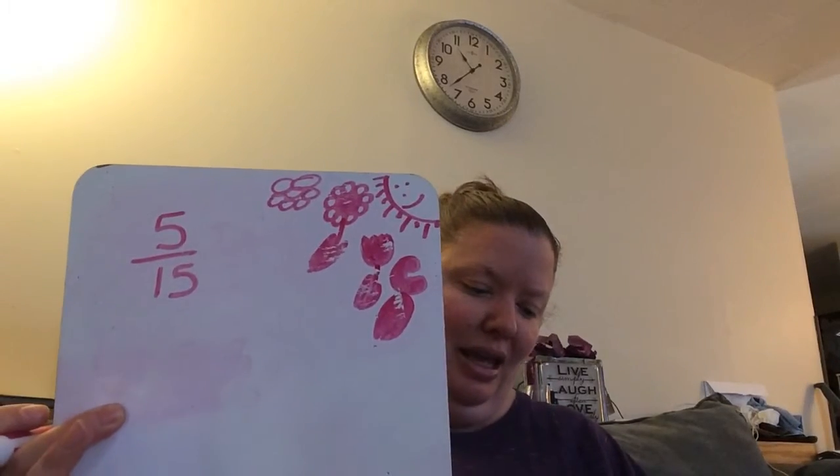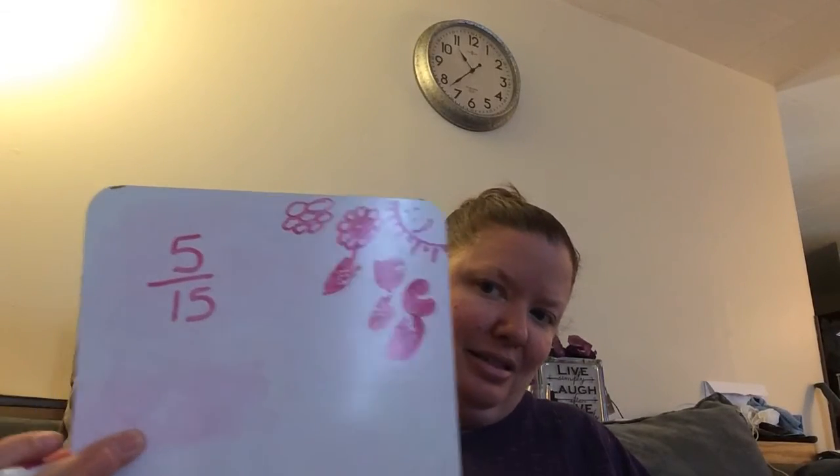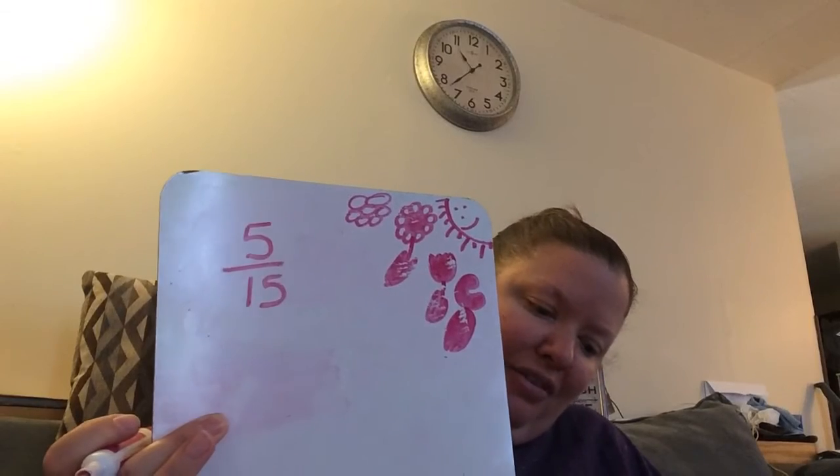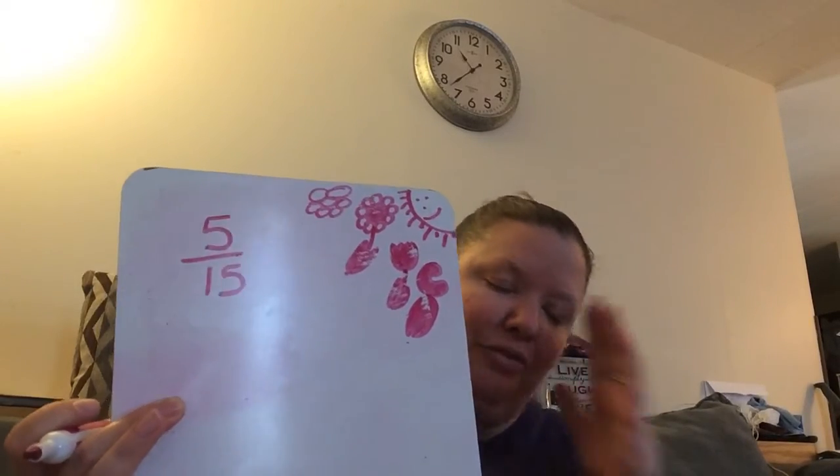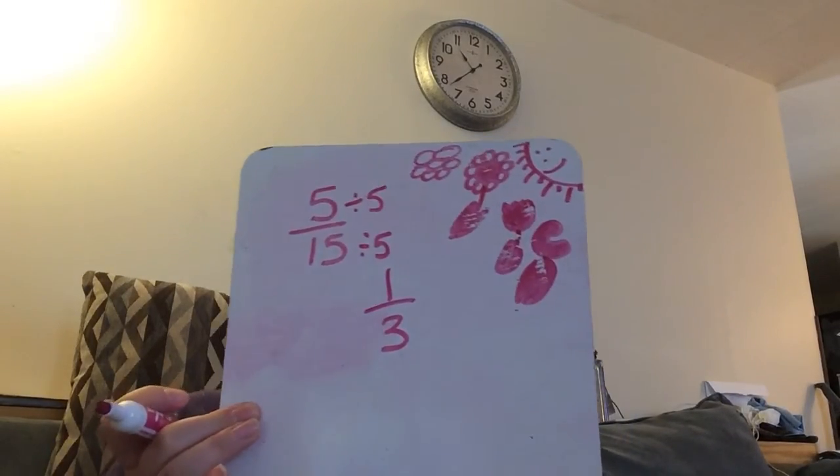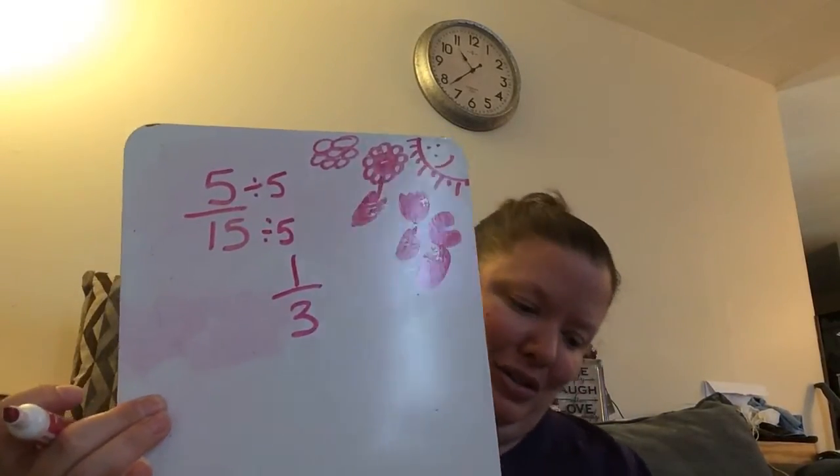I'll read it again. A flag shows 15 sections, 5 of which are blue. And what fraction tells what part of the flag is blue? So if the total number of parts is 15 and 5 parts are blue, 5/15 are blue. And if we wanted to do that in lowest terms, we divide the numerator and the denominator by 5, and we get 1/3. Yes, I was drawing pretty pictures while I was waiting for the last video to upload.